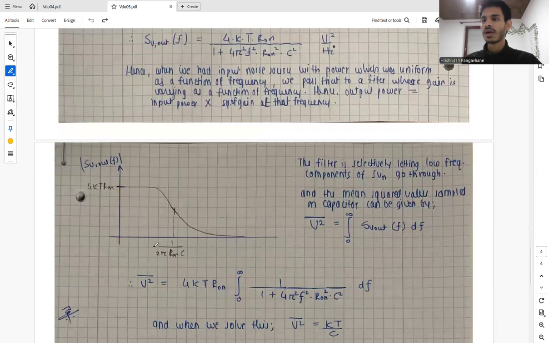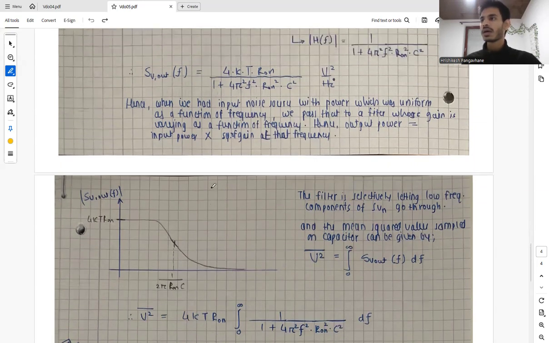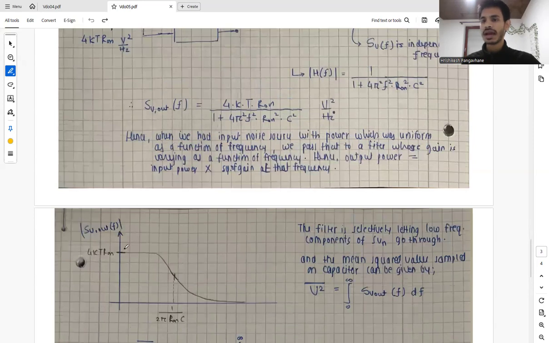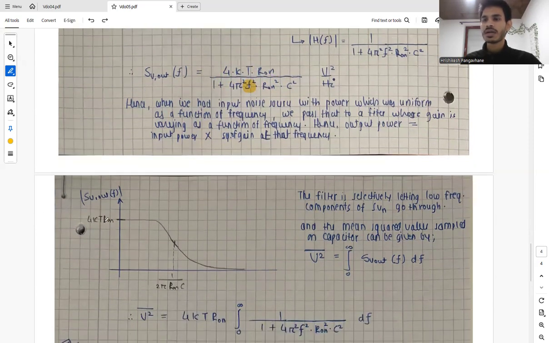So this is in log scale. This is the magnitude, and this is also in a log scale, and this is representing omega. Initially, at DC, basically when the presence of the capacitor is very less, at very low frequencies, let's say at zero frequency, we have f equals 0, so this whole term is zero. We are remaining with the DC magnitude, which is 4kTR. So at DC, we have 4kTR. So we start with 4kTR.